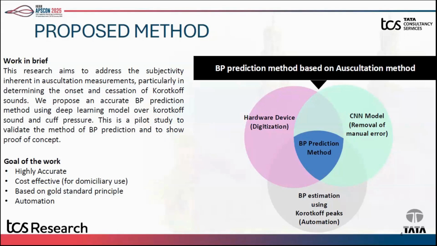The goal of the work was that it needs to be highly accurate, so more accurate than the existing BP machines. It should be cost effective. So this whole device, we made it in-house and it is very cheap. And it is based on the gold standard method. And lastly, the device should be fully automatic.